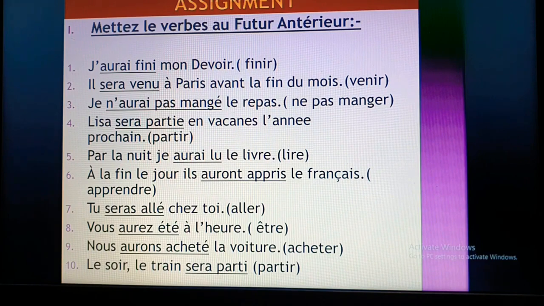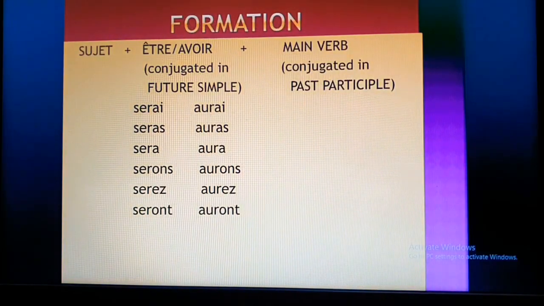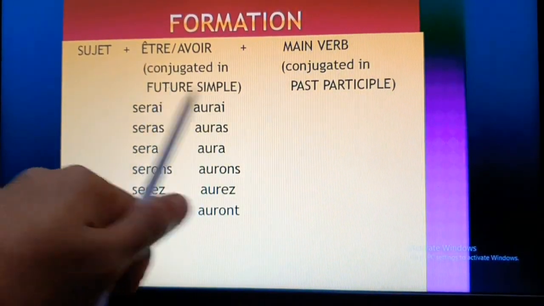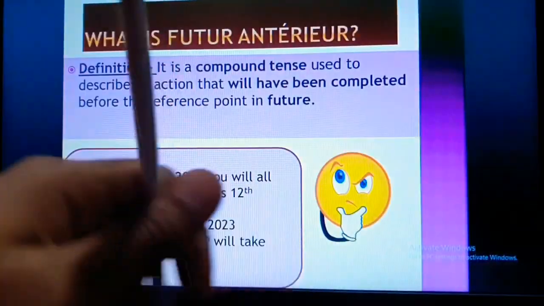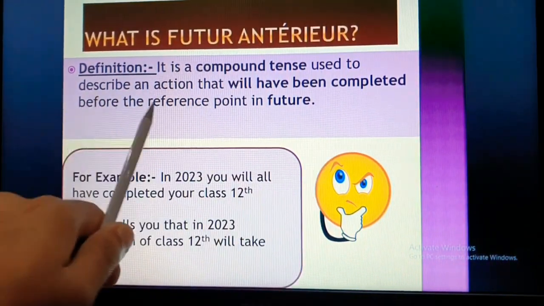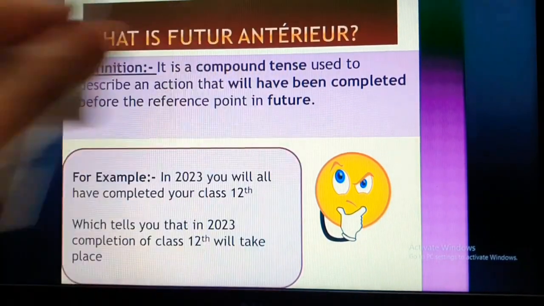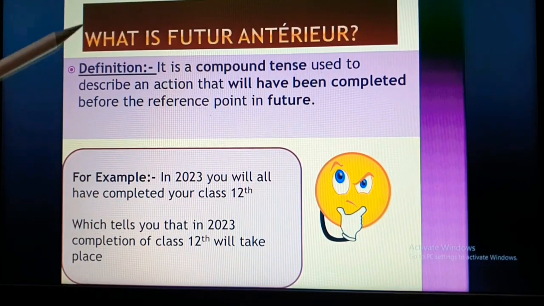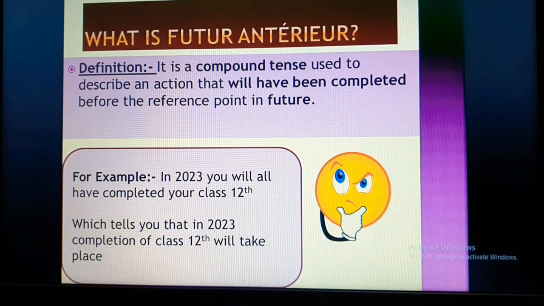Is that clear? So again, let me show you again. Future anterior is a compound tense made up of two things, the future simple as well as the past participle, and it describes an action that will have been completed before a reference point in the future. The examples we took. Now, let me say one more example.